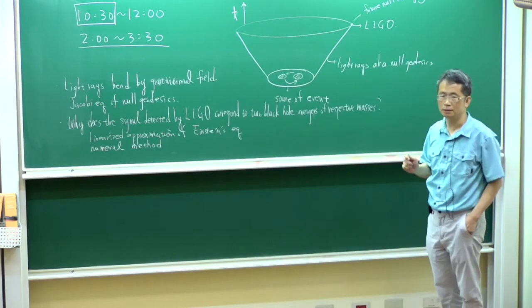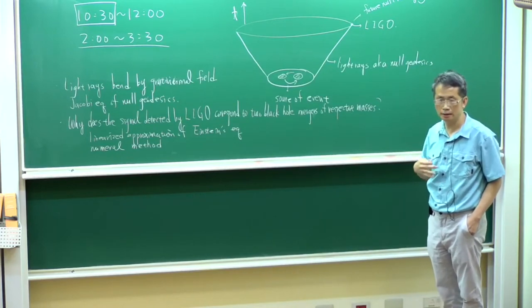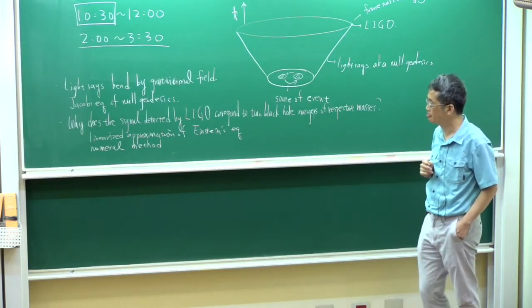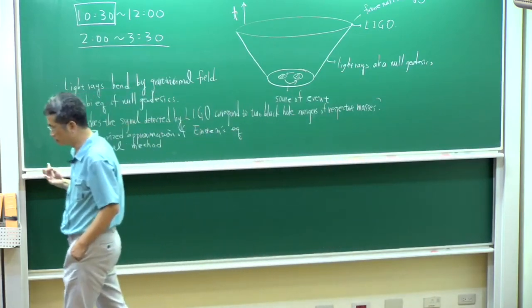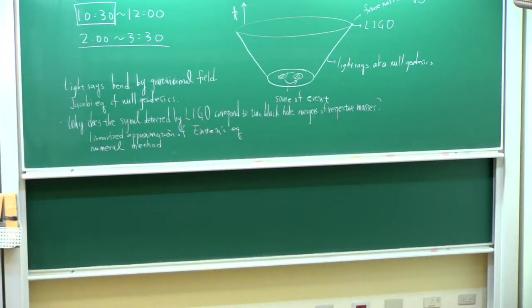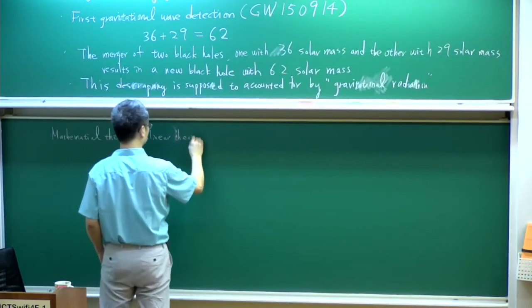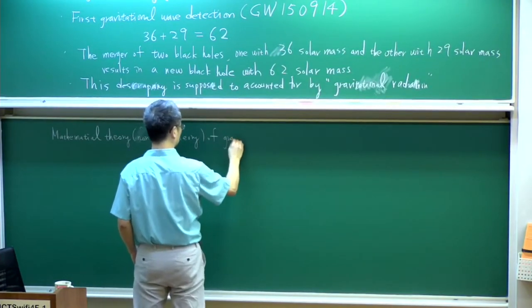But we're actually mathematicians, so we're interested in the full theory, or the nonlinear theory. And that's the goal of this summer course. We want to understand the mechanism of gravitational radiation and understand the mathematical theory, in particular the nonlinear theory of gravitational radiation.